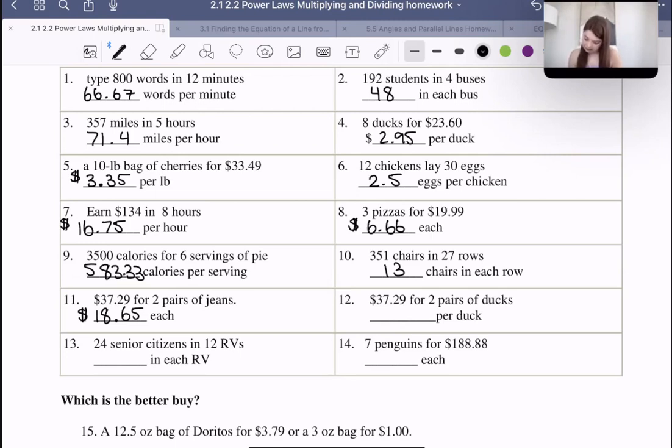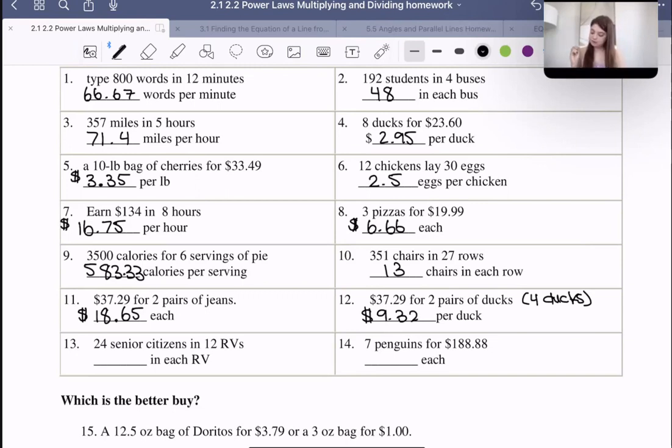Now it says $37.29 for 2 pairs of ducks. Wait, 2 pairs of ducks. Okay. How much per duck? Well, a pair of ducks would be 2. So that means for 4 ducks. So that would be $37.29 divided by 4 will give us $9.32 per duck if we round.